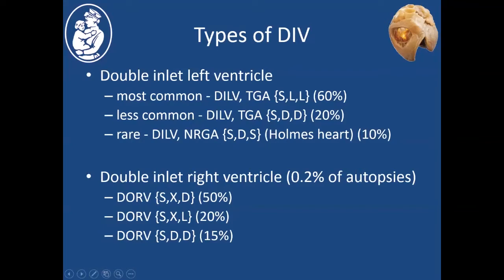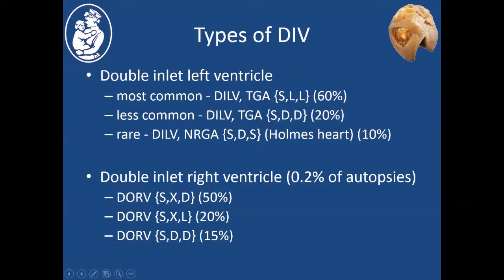A bit less common, 20, maybe 30% of these, something in that range. These are approximate numbers, of course, and depends on what study you read, what compilation of defects. But certainly a fairly distant second type of double inlet left ventricle is with D-looped ventricles and a rightward aorta, D-transposed aorta, so double inlet left ventricle with transposition SDD.